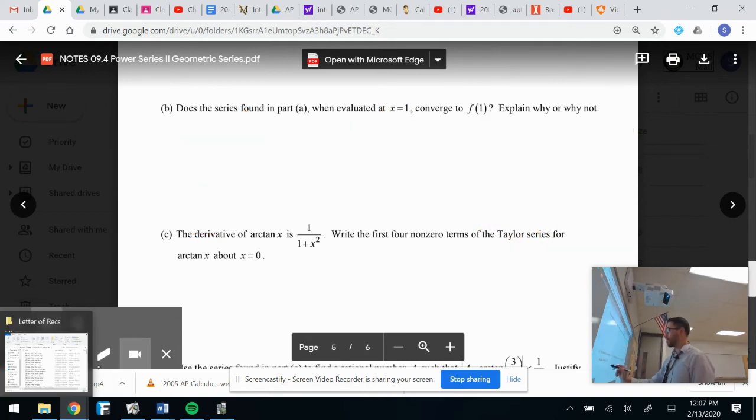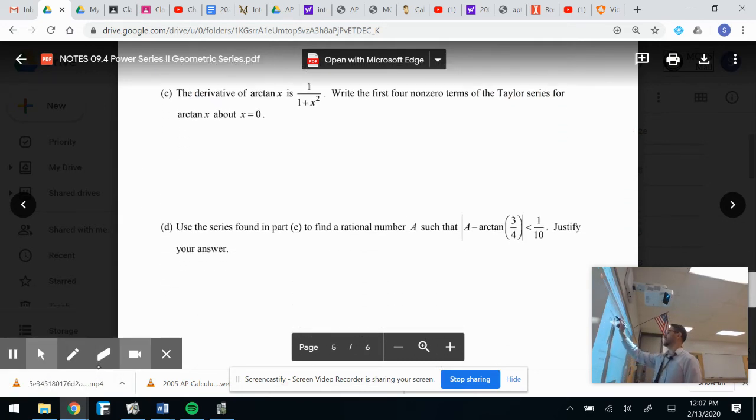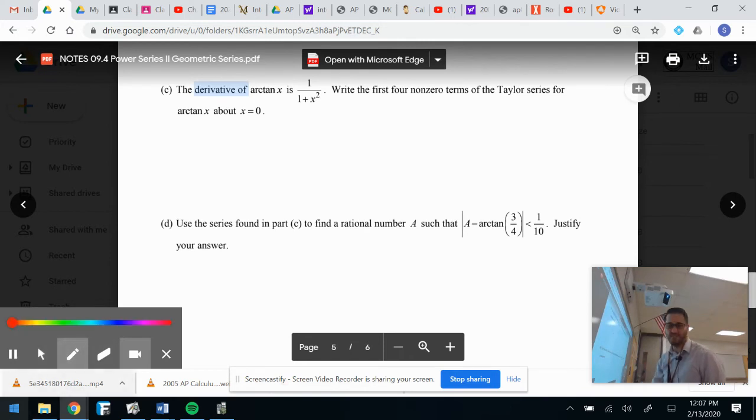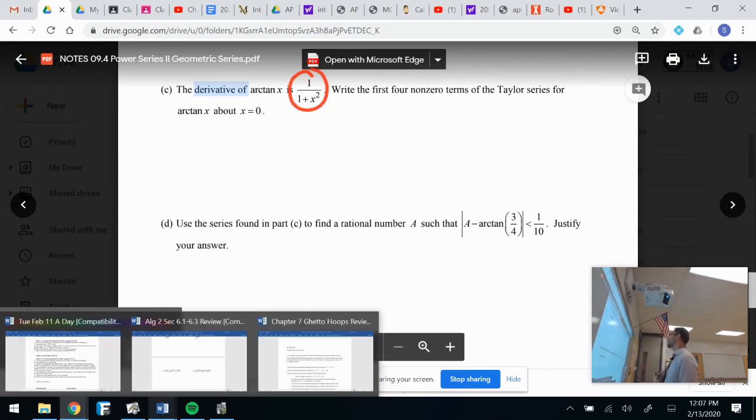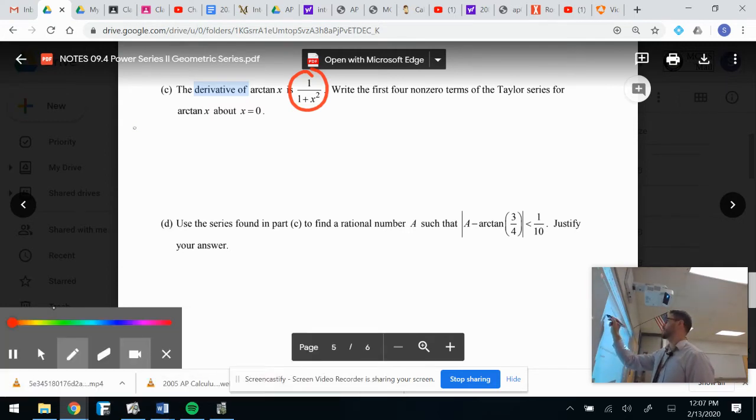All right, here we go. Part C, the derivative of arctan. Oh my gosh, it's a trig, so you guys are all freaking out. Okay, the derivative of arctan is this right there, right? The first 4 non-zero terms of the Taylor series for arctan about x equals 0.